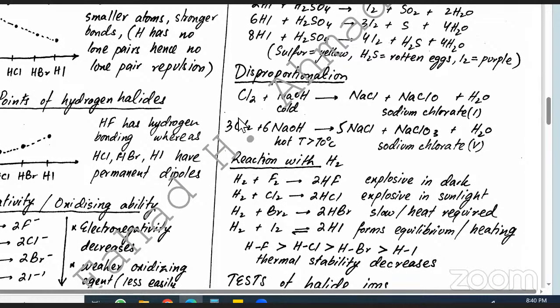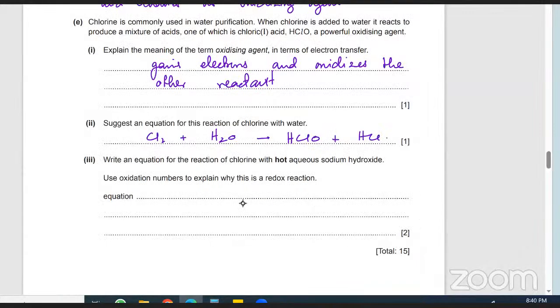And you must know the balancing of this equation. It's going to be very hard to balance this equation during the exam, because for that you have to do the whole working. And I'm going to tell you how this equation is going to get balanced. NaOH, what is being formed? NaCl plus NaClO3 plus H2O.